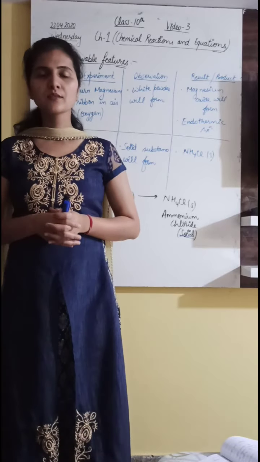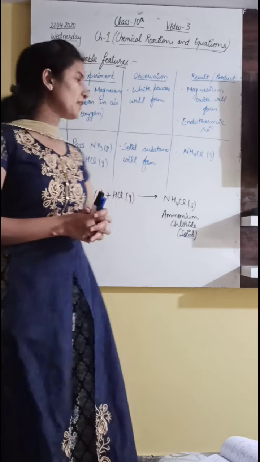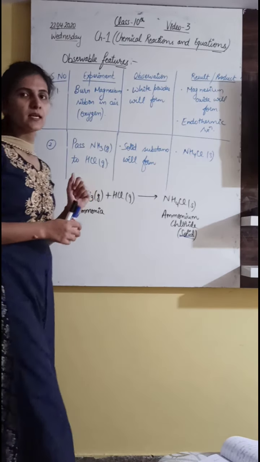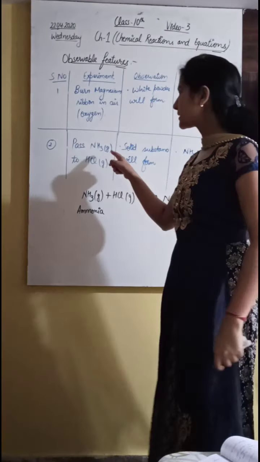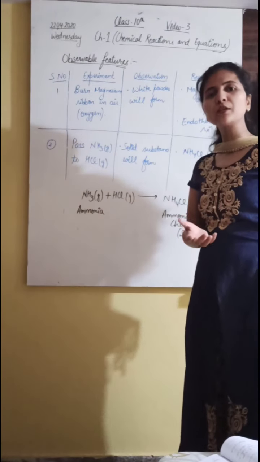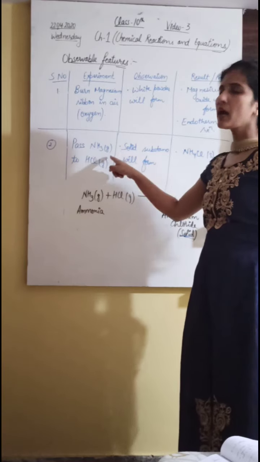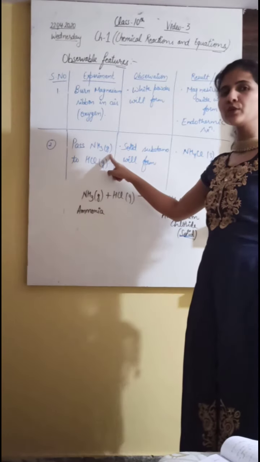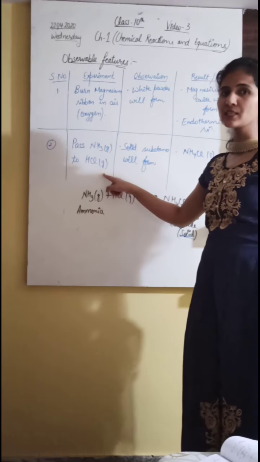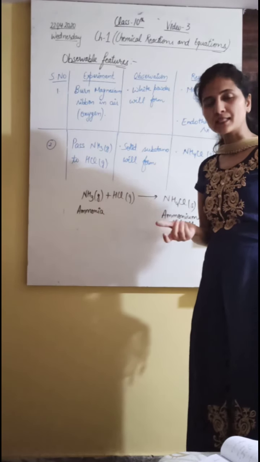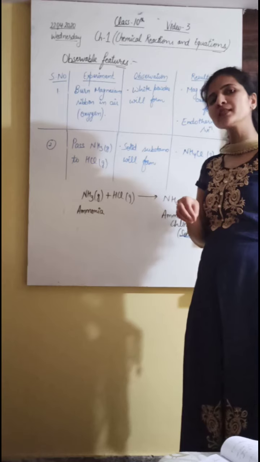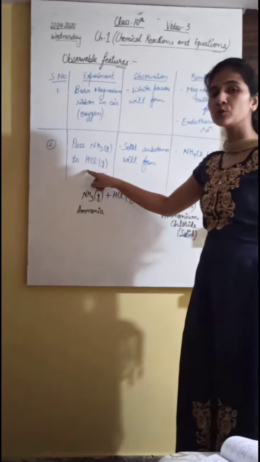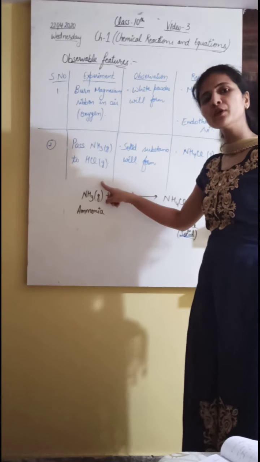Our last equation is when we pass ammonia gas to HCl gas. Ammonia is NH3. This is a new term in your dictionary now, so you have to learn that ammonia is NH3. When we pass ammonia gas to HCl gas, here I am using HCl in the form of gas. When we dissolve this gas in water, it becomes aqueous in nature, but now it is present here in the form of gas.